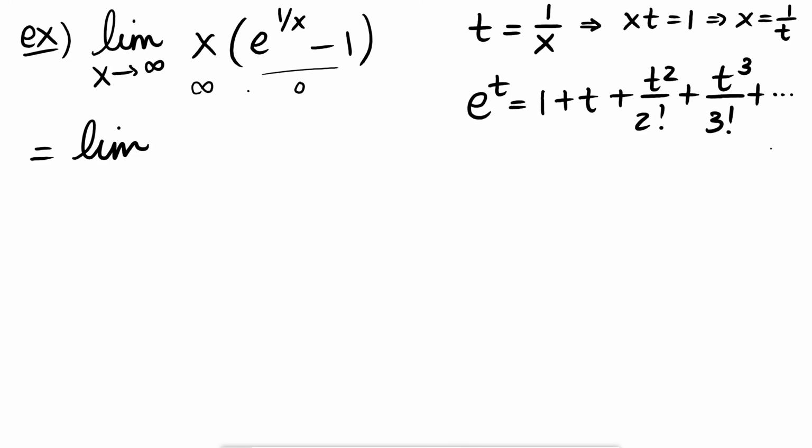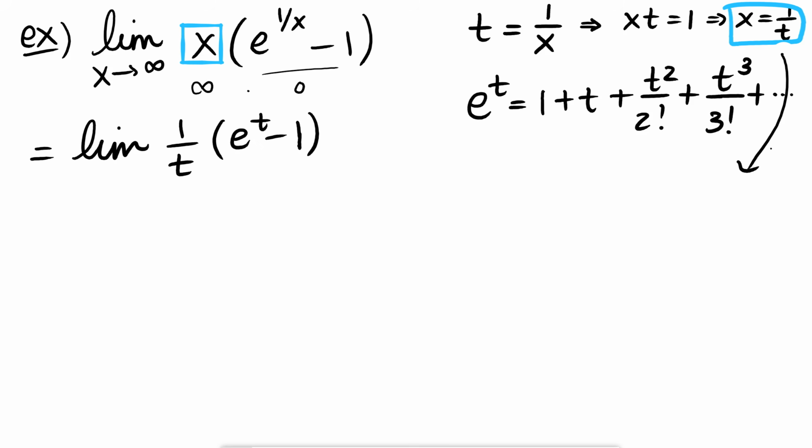So look at what I get here. I get the limit of something. I don't know what is happening there yet, but I know that this x right here, I can replace with x equals 1 over t. So that becomes 1 over t. And then e to the 1 over x now just becomes e to the t minus 1. And now let's look at what happens as x goes to infinity. So taking this right here, that x equals 1 over t, right?